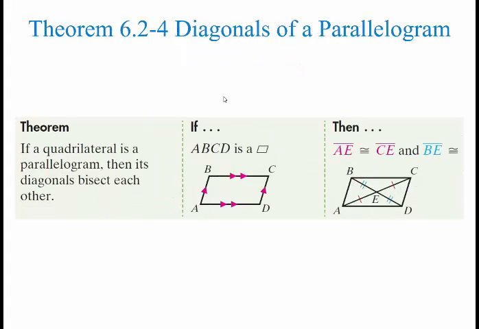Another one: if a quadrilateral is a parallelogram, then its diagonals bisect each other. Remember, when you bisect something, that means it cuts it in half, and the two sides of each bisector are congruent. So if ABCD is a parallelogram and we draw the two diagonals to form an X in here, it's got to be that AE is congruent to CE, and then also on the other side, BE is congruent to ED. So the bisected segments are congruent to each other.